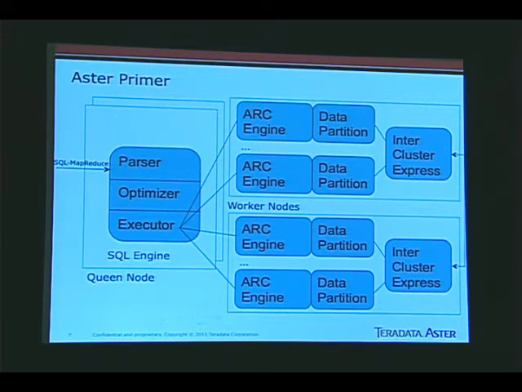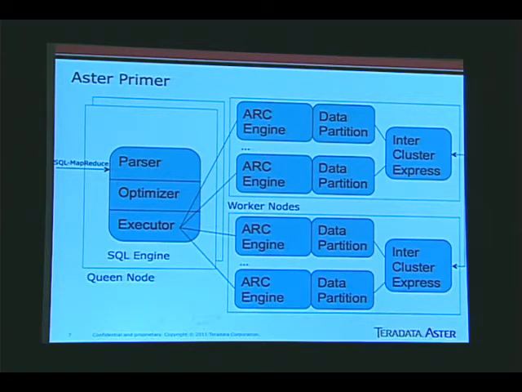So moving on, I want to do a quick primer on what an Aster Data system looks like. Aster Data is an MPP SQL database. It's fully ACID compliant. We have multiple tiers of nodes. We have the queen tier and the worker tier. This is what the queen node looks like. The queen node is on your left-hand side. Users will connect into the queen node and communicate via SQL and SQL MapReduce.